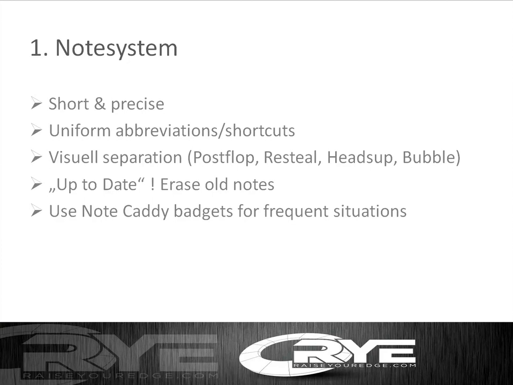It's important that your node is short and precise, so don't write a novel in the node window. Remind yourself that you have to read this node in seconds or in split seconds, and that's why it is important that there are no long sentences. It's better that you have many abbreviations and also instructions. You should use abbreviations that you can use all the time. So don't use one abbreviation one time and another abbreviation the other time. This will confuse you a lot, and that's why you should use uniform abbreviations or shortcuts.